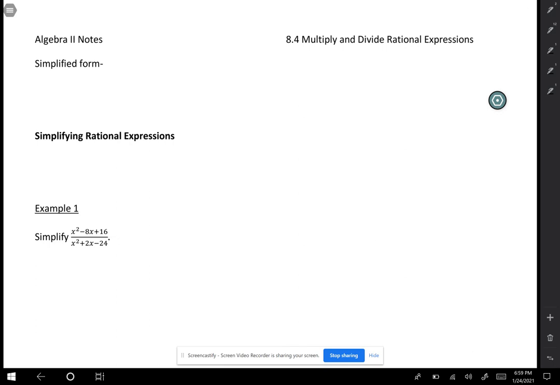Hello, class. Today we're going to go over section 8.4, multiplying and dividing rational expressions. So to begin, let's go over some vocabulary.